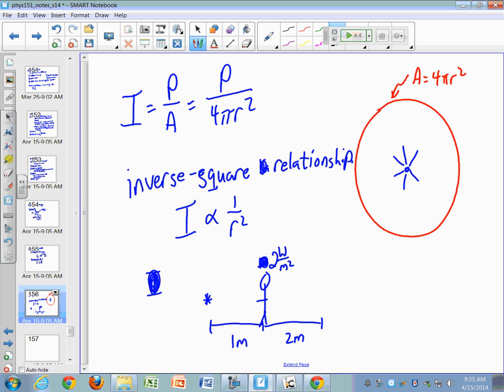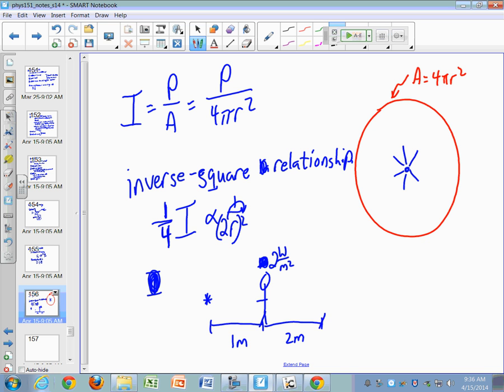what is my new intensity going to be? What I've done here is I've increased R from 1 to 2, so I've doubled R. And if I double R, that means that my intensity is going to decrease by a factor of 4. We get that sort of relationship in an inverse square relationship: if I double R, the intensity decreases by that same amount. I get a 1 over 2 squared by doubling R. 2 squared is equal to 4, and that's why I get a 1/4.